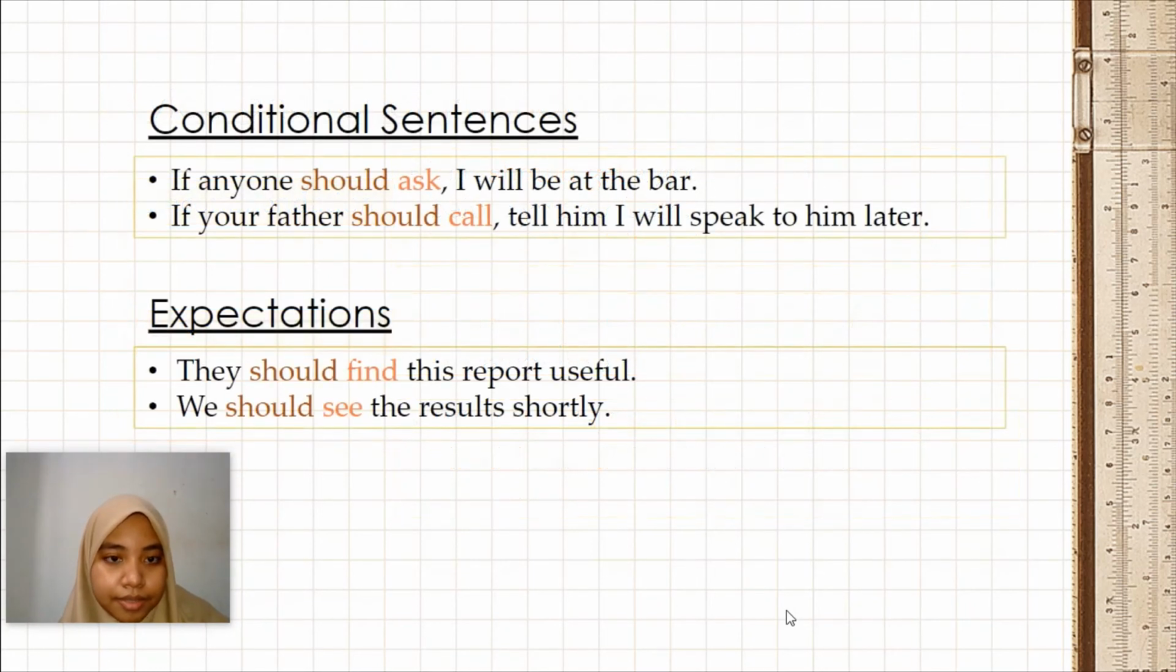Next, we can create conditional sentences. For example, if anyone should ask, I will be at the bar. If your father should call, tell him I will speak to him later. We can use should to describe an expectation. For example, they should find this report useful. We should see the results shortly.